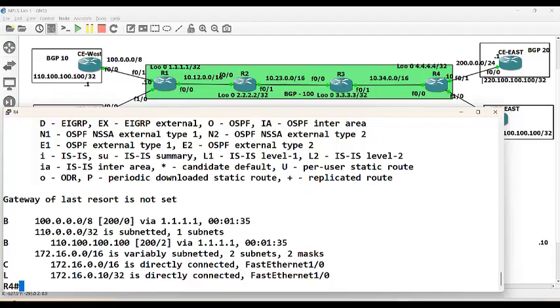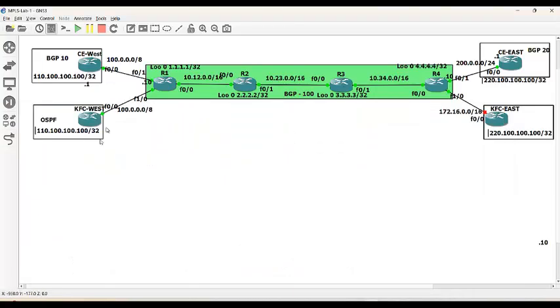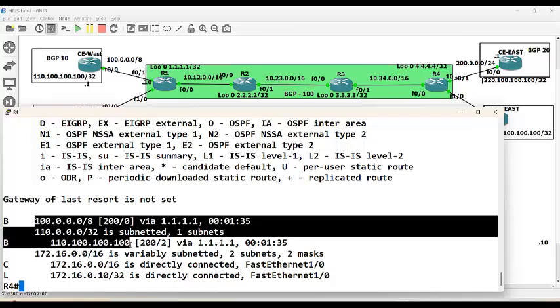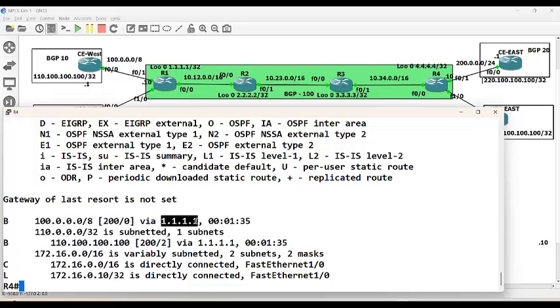From where are these two coming? These two are coming from KFC West, 100 and 110. So the VPN is working fine. VPN is starting from where? 1.1.1.1. IBGP. You can also put the VPN command and see this.